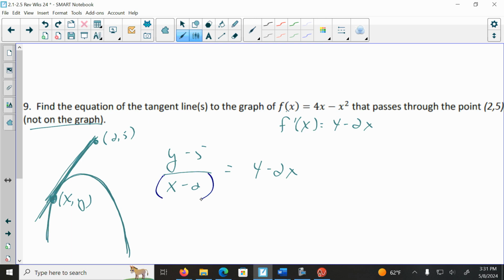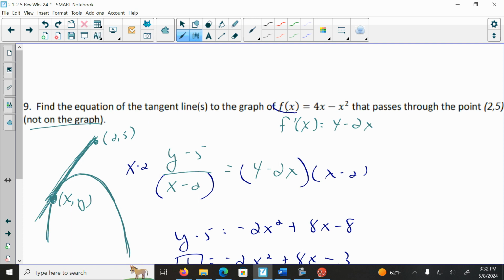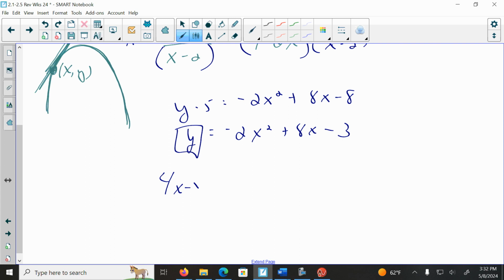So now I'm going to solve this. I'm going to multiply by x minus 2 on both sides. And when I do that, I'm going to have y minus 5 is equal to, remember I'm FOILing that, negative 2x squared plus 8x minus 8. Add 5 to both sides. Negative 2x squared plus 8x minus 3. Now this y is the function f(x), the same thing as y, so I'm going to put in that 4x minus x squared.